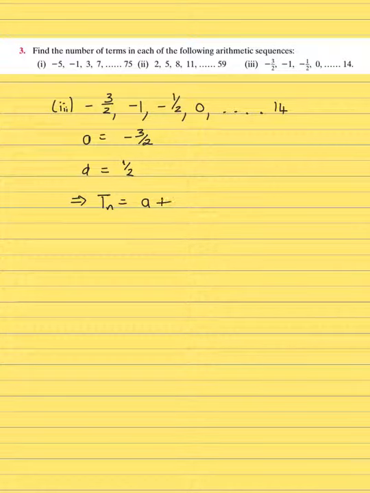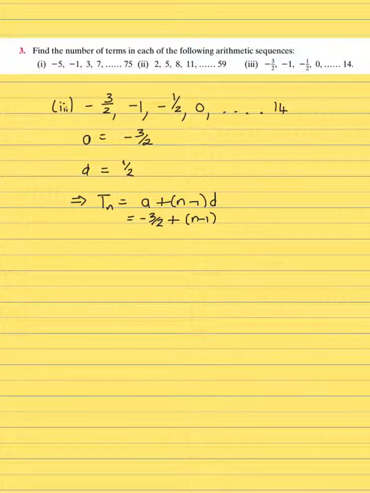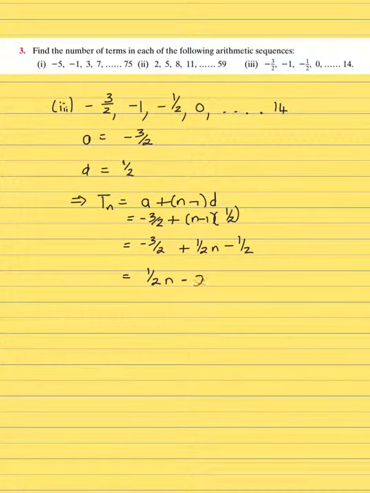So Tn is equal to A plus n minus 1 times d, which is minus 3 over 2 plus n minus 1 times a half. So we have minus 3 over 2 plus a half n minus a half, and that gives us a half n minus 2, because minus 1.5 minus a half is minus 2. We now have a formula for the general term, and we know that some term, which we can just call Tn again, is 14, because that's the term that we're asked about. How many terms is it till we get to 14?